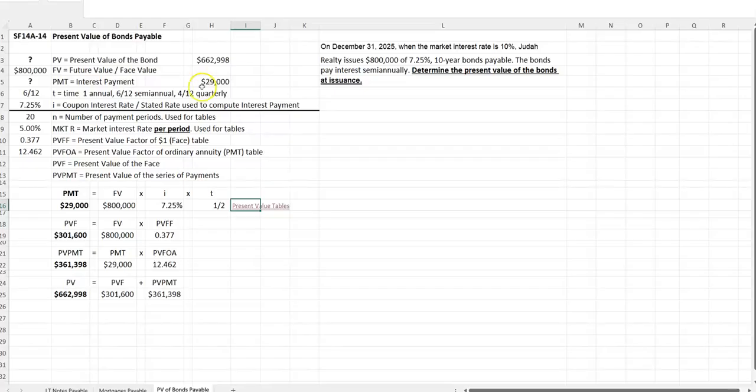I equals PRT. So the top part of this we'll use to find out the payment. The bottom part we use to find out the present value for each.